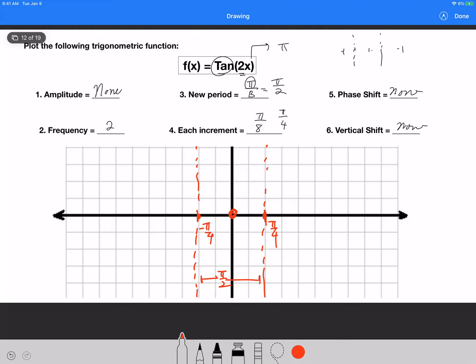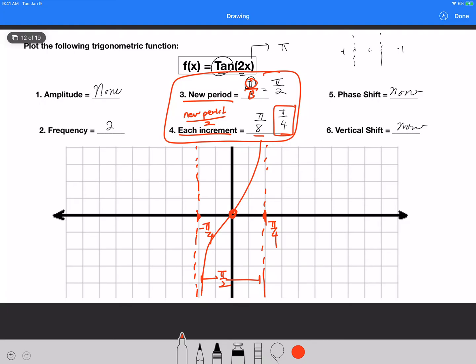So generally speaking, what's really different about period will be just these two things. Number one, for new period, it's pi divided by b. And number two, for each increment, it really depends on the situation, but it's actually your new period divided by 2. That will make it a lot easier for us to graph, because all we need are asymptotes and center, and then we just have to draw a bunch of waves. Center, asymptote, center, and asymptote.